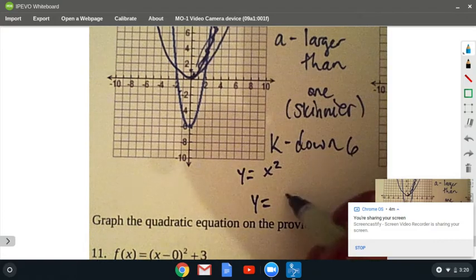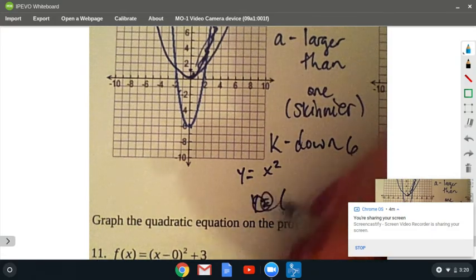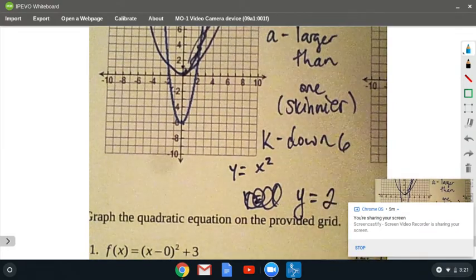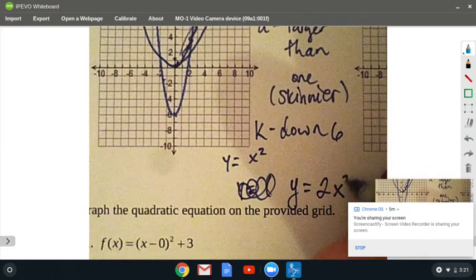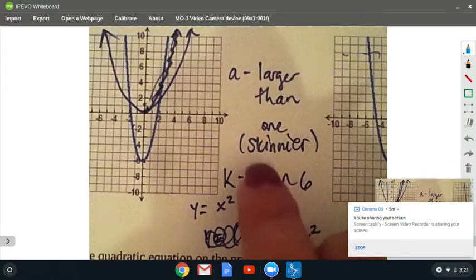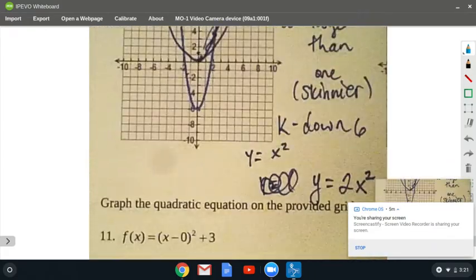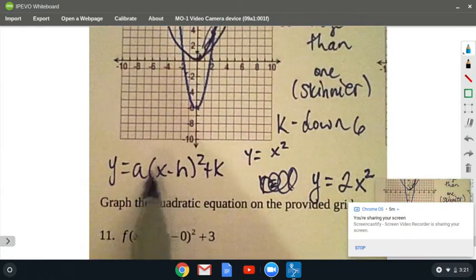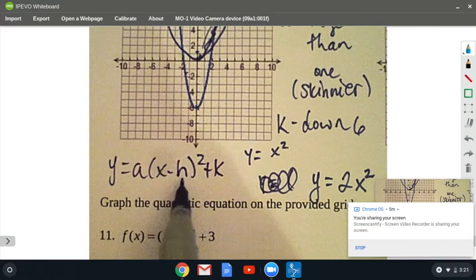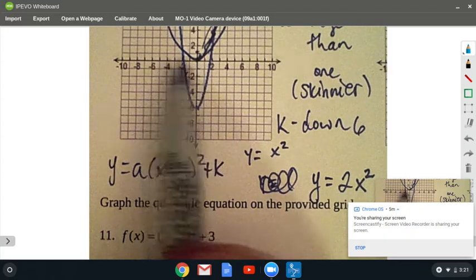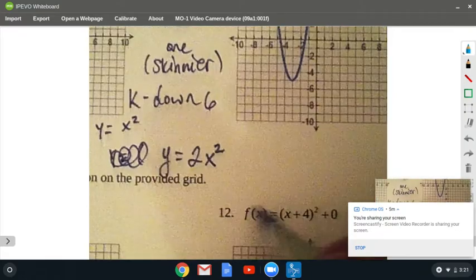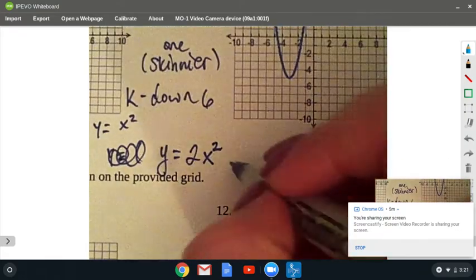My new function, I need a value that would make it skinnier. So once again, I'm just going to approximate 2. I have my x squared. The reason I don't need the parentheses is because in that normal function, a times x minus h squared plus k, all that's in those parentheses is adding that h in. That h makes it go left or right. This vertex doesn't move left or right. It stays here, okay? It just goes down. So all I'm going to need to do is add that negative 6 for the down part.